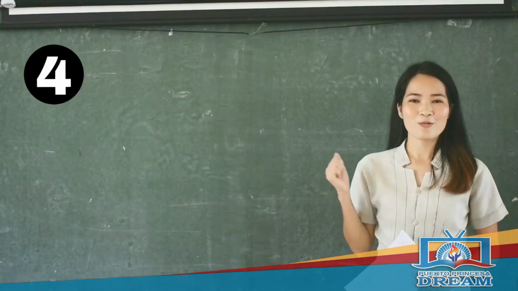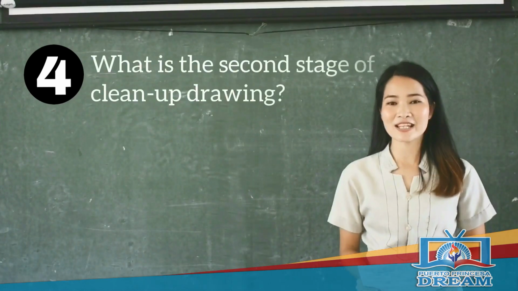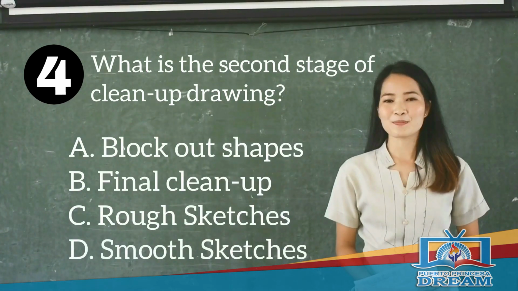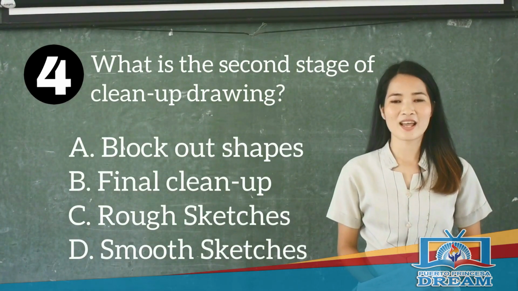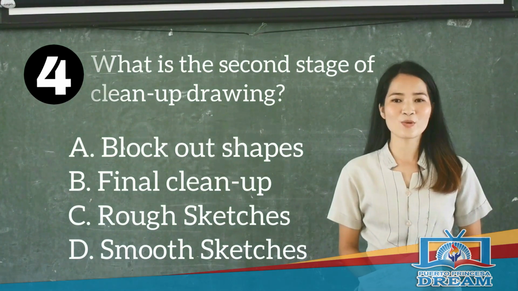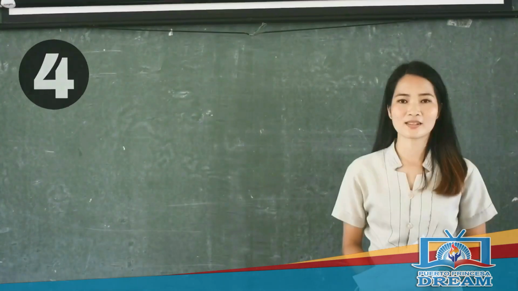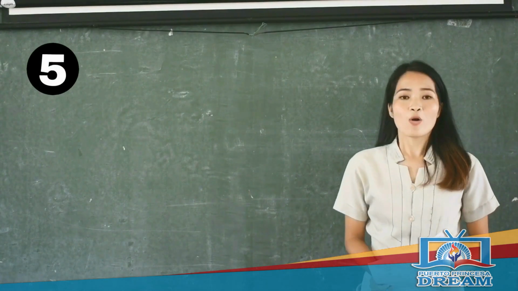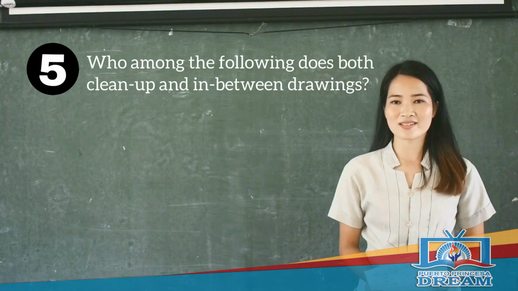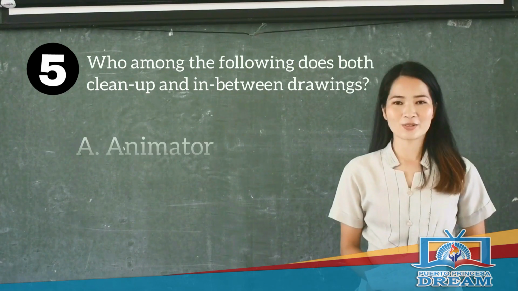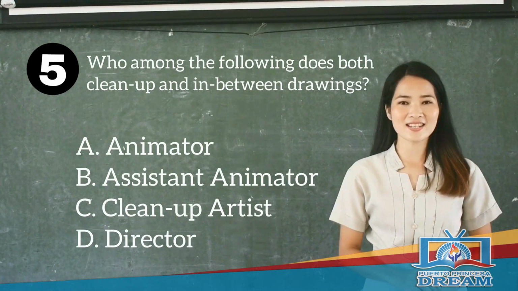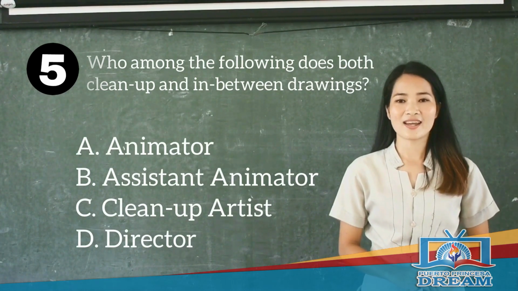Number 4. What is the second stage of cleanup drawing? A. Blackout shapes. B. Final cleanup. C. Rough sketches. And D. Smooth sketches. Number 5. Who among the following does both cleanup and in-between drawings? A. Animator. B. Assistant animator. C. Cleanup artist. And D. Director.